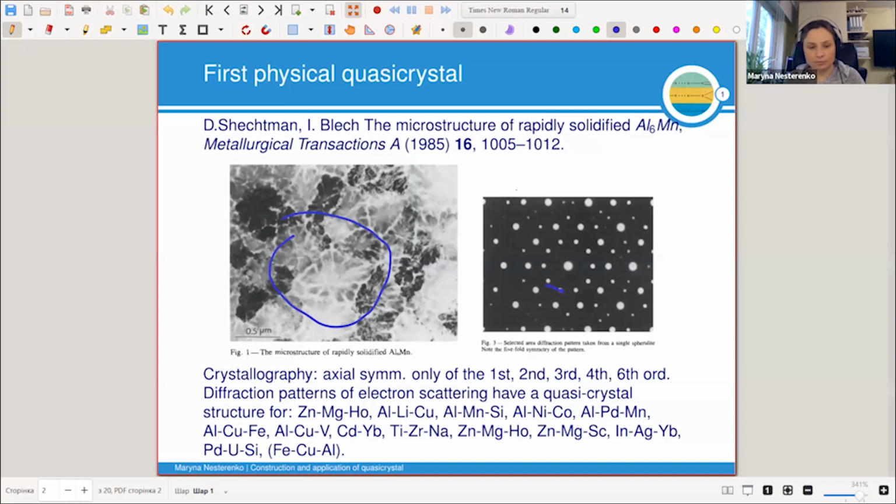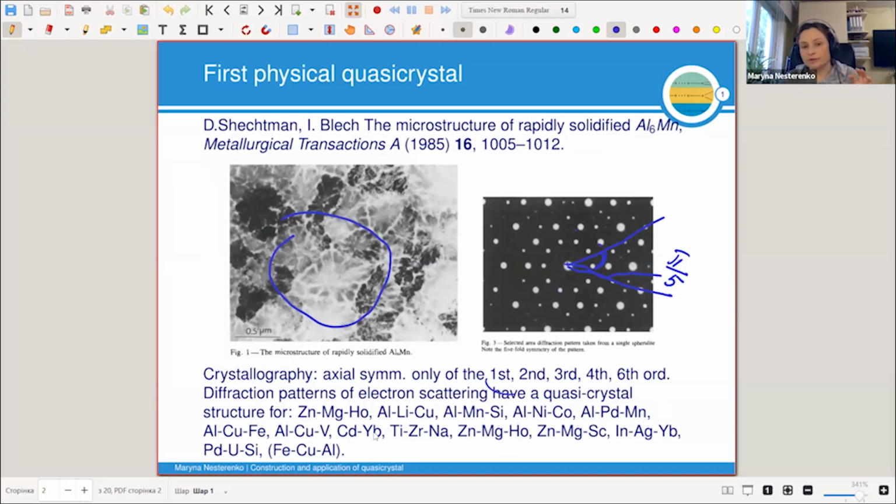the diffraction pattern does not possess the conditions of crystallography, because if you consider the symmetry angle, it is pi by 5. What is forbidden in crystallography? Because crystallography admits only axial symmetries of first, second, third, fourth and sixth orders.